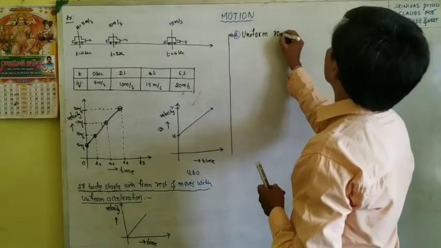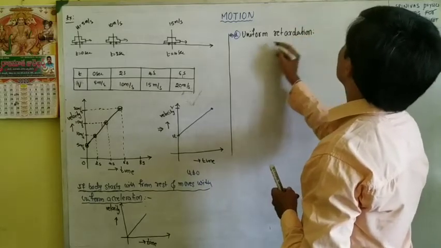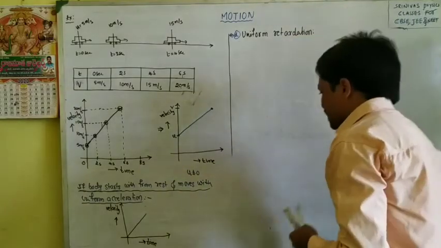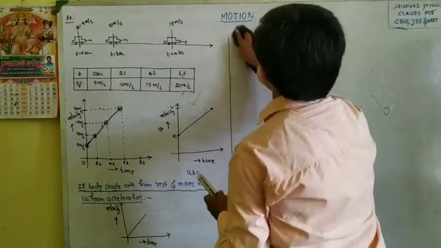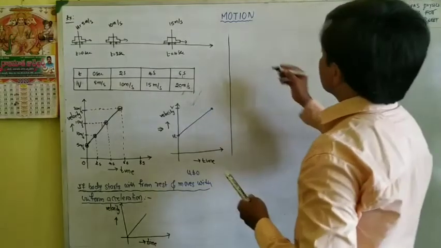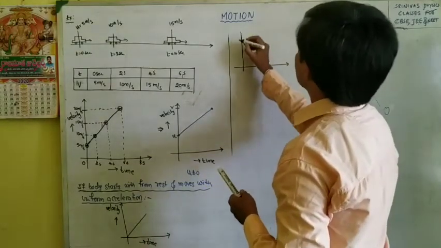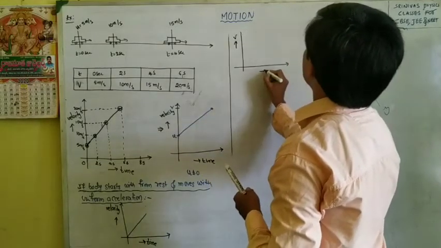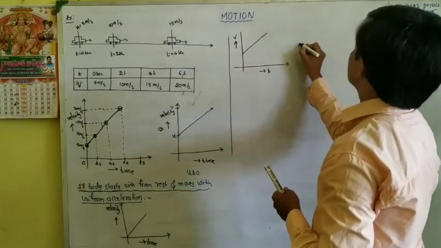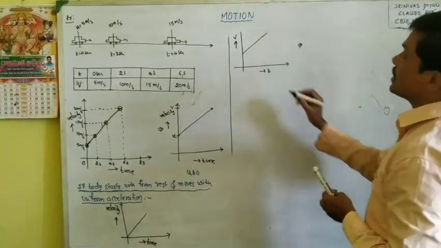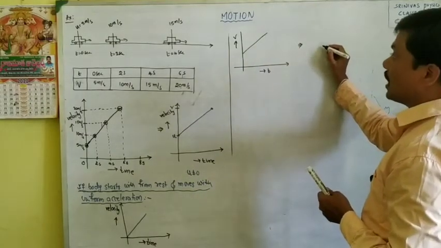Uniform retardation. How will the graph be? What is retardation? Oh, sorry, before this I will tell something about this graph. What is this graph? Here we got the velocity time graph like this. Okay, this is the velocity time graph. What does this indicate? This indicates that it has positive acceleration.